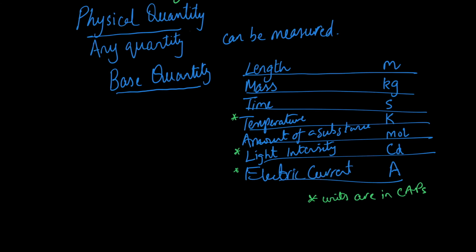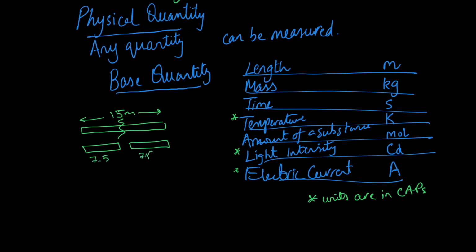Now, why do we call them base quantities? That should be the question in your mind. So let's say I take the length of any object and I say that the length is 15 meters, for example. Now you break it from the center. You've got two pieces of this object. Because you've broken it from the center, you get 7.5 and you get 7.5. Question, what is the unit? Is it meter? The answer is yes.